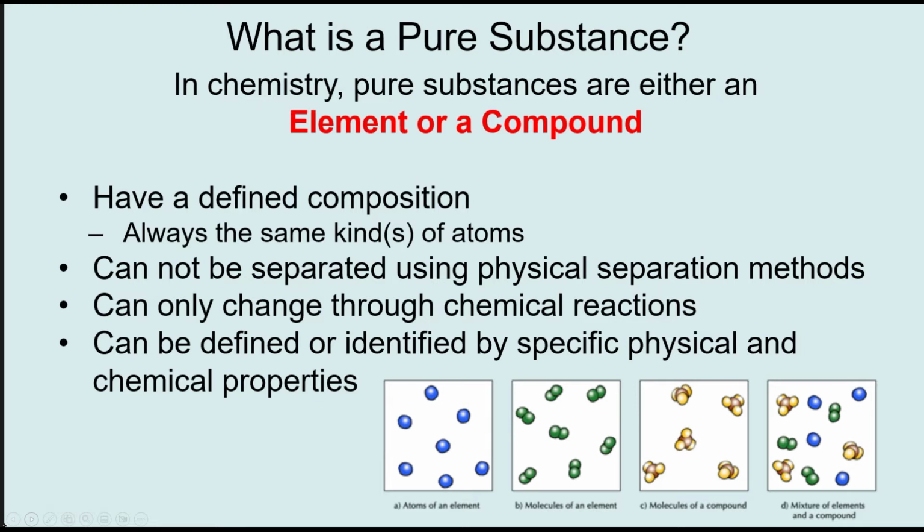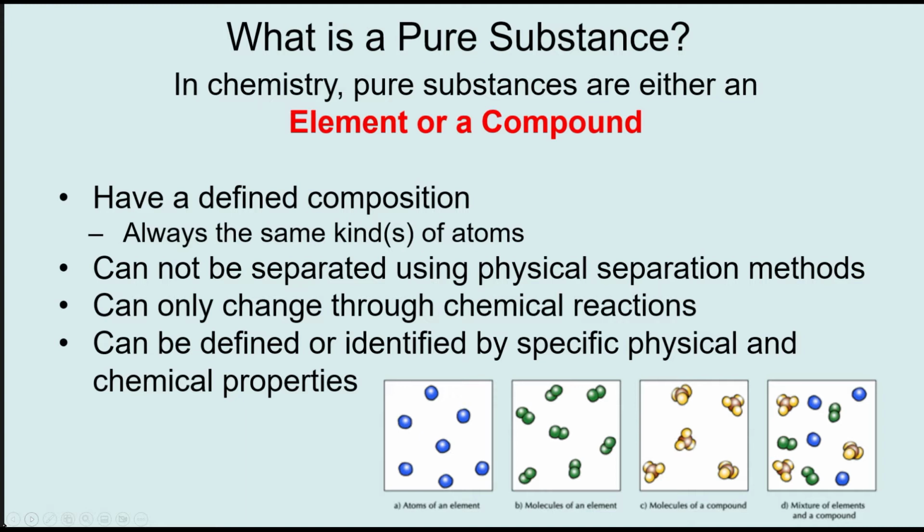Let's take a look at the pictures that are down at the bottom of the screen. First, we have the blue image, where the circles are all the same, meaning that an element can be made of all of the same atoms that are not bonded together. In the second picture, we have molecules. Notice that the molecules are green. They're all the same, so that's still called an element because we only have one type of atom.